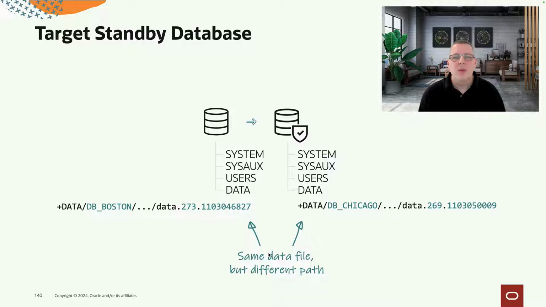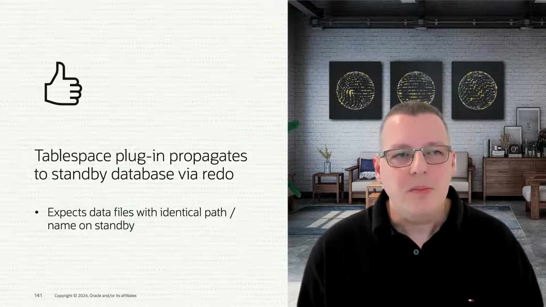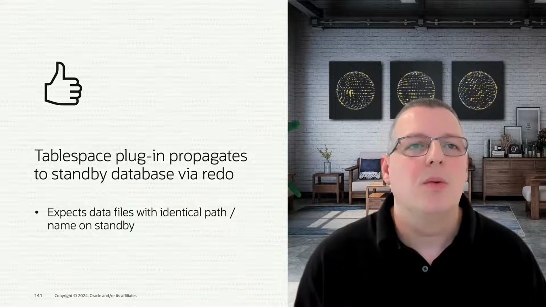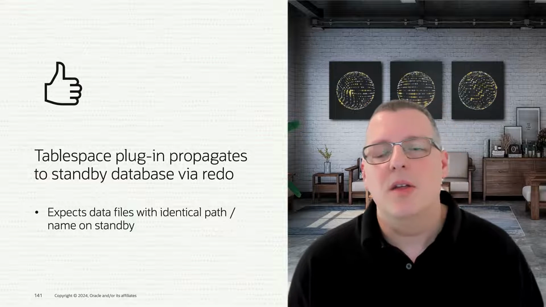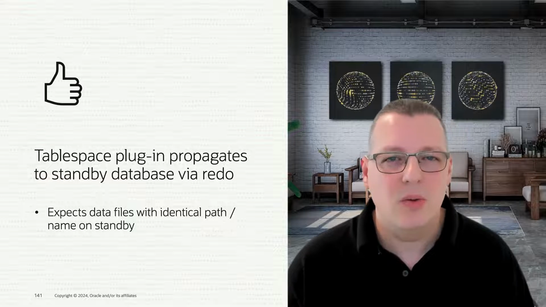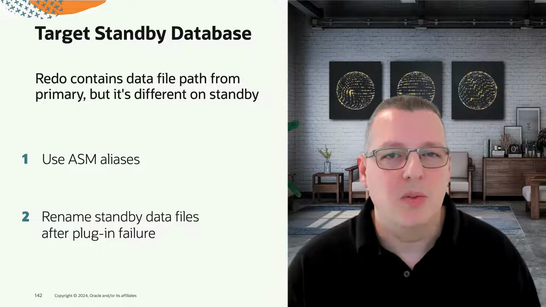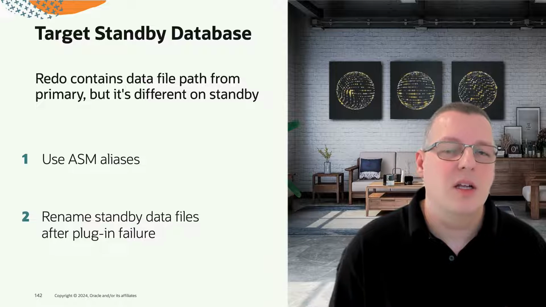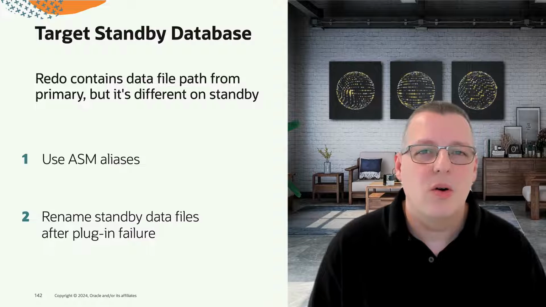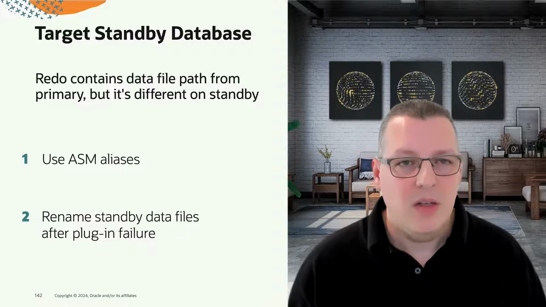But as you can see, when you are using OMF, you can have different names for the data files. The tablespace plugin process, when the plugin propagates to standby using redo logs, expects to have this identical path and name on the standby. But since you don't have it, you have some options. So one option is use ASM alias for this, or you can rename the standby data files after the plugin failure.